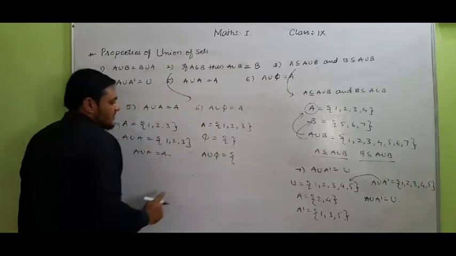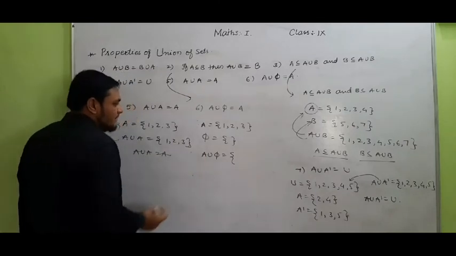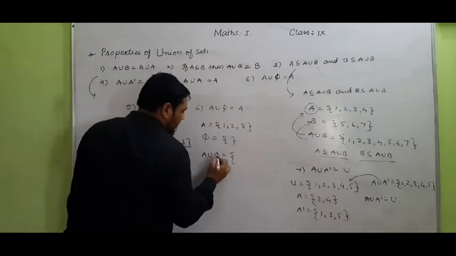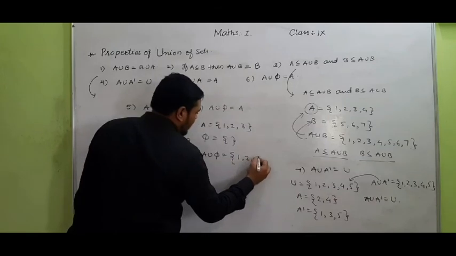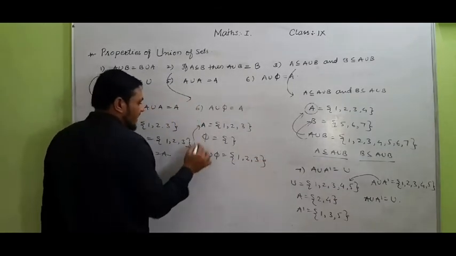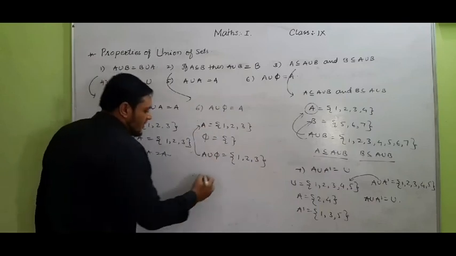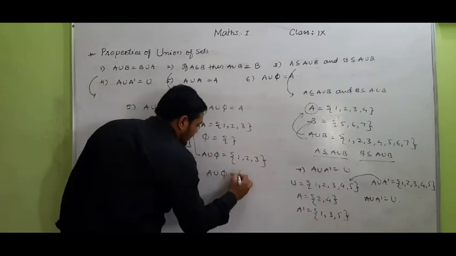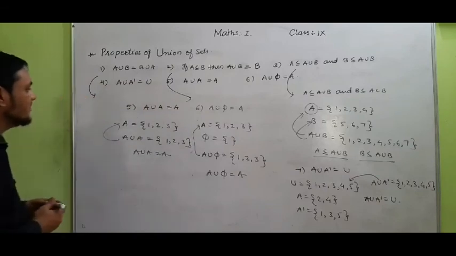Phi contains no element, it is an empty set. So the elements of A union phi are 1, 2, 3, and this 1, 2, 3 is nothing but the elements of set A. So A union phi is nothing but A. This is the sixth property.